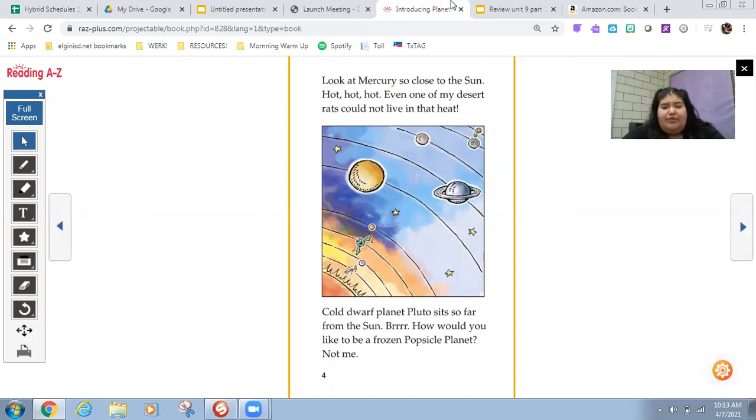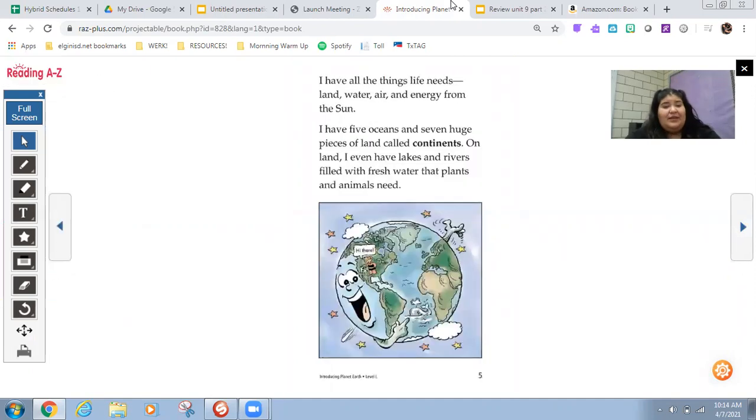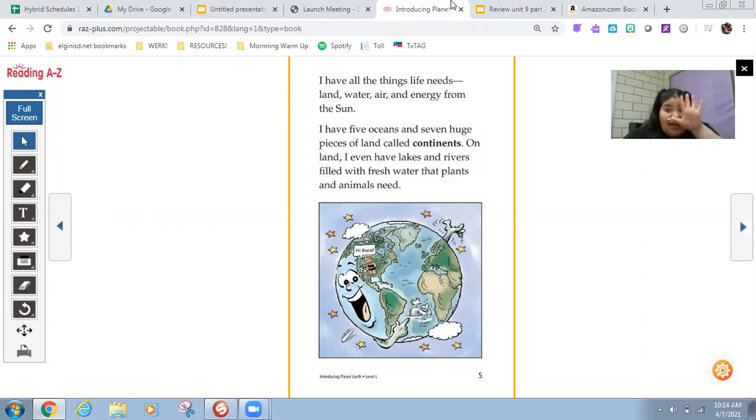Could dwarf planet Pluto sit so far from the sun? Cold. Dwarf planet Pluto sits so far from the sun. Brr. How would you like to be a frozen popsicle planet? Not me. I have all the things that life needs: land, water, air, and energy from the sun. I have 5 oceans, 7 huge pieces of land called continents. And on land, I even have lakes and rivers filled with fresh water that plants and animals need.